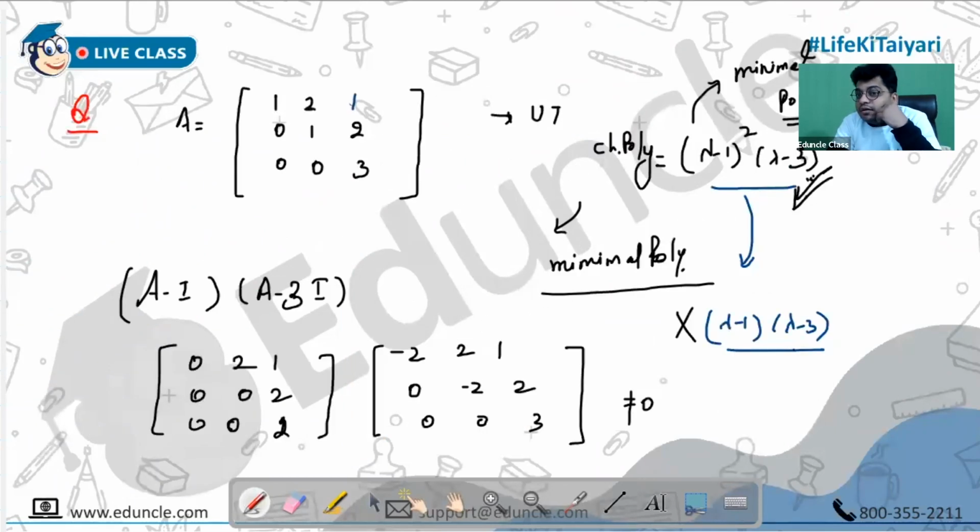Why minimal? Minimal is minimum degree, that is unique. Annihilating polynomials are infinitely many, while the minimal polynomial is unique. Am I clear?